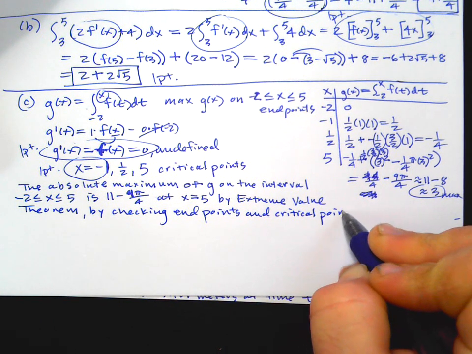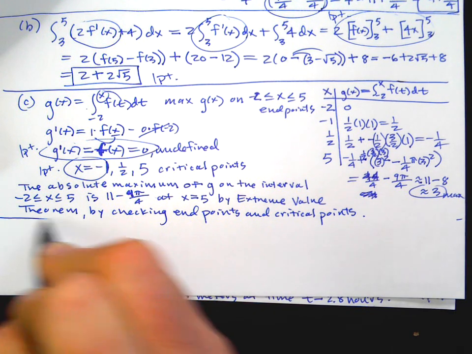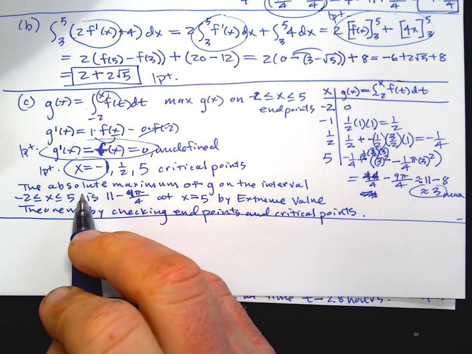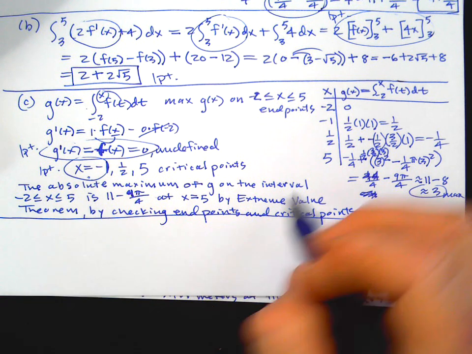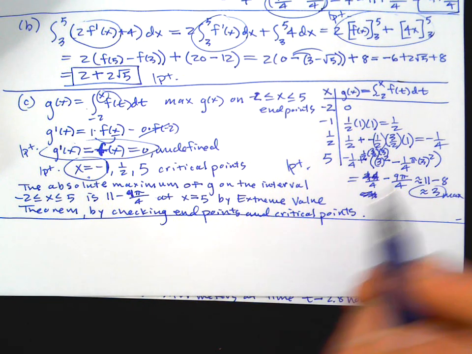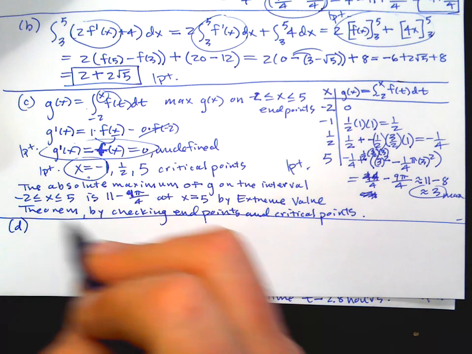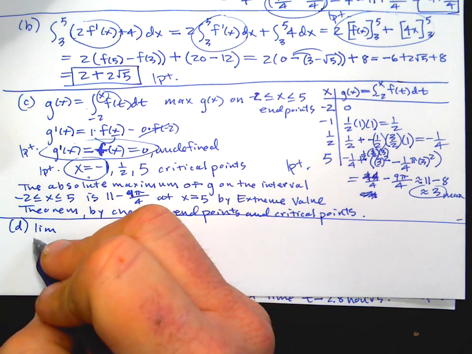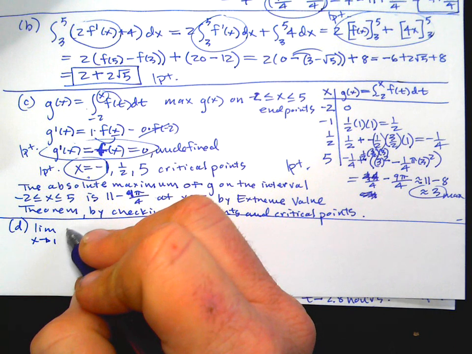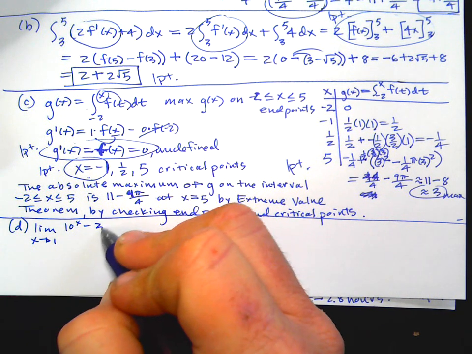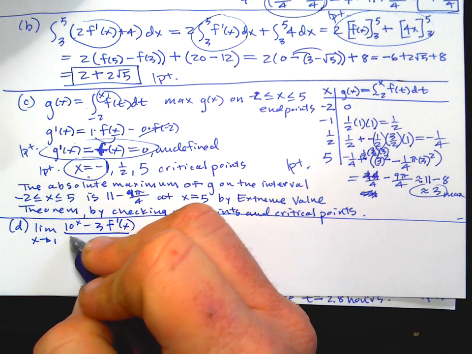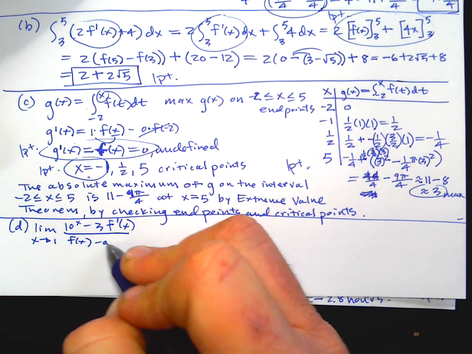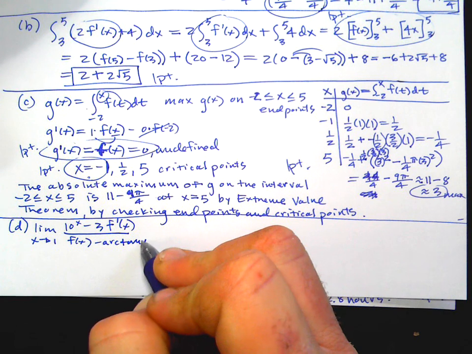Nice, thorough, justified answer. So it was only worth 3 points. You got 2 of the points really early on, and then all the rest of this work and justification was a point. D says, find the limit as x approaches 1 of 10 to the x minus 3 f prime of x over f of x minus arc tan of x.